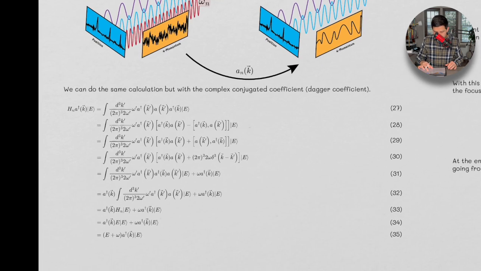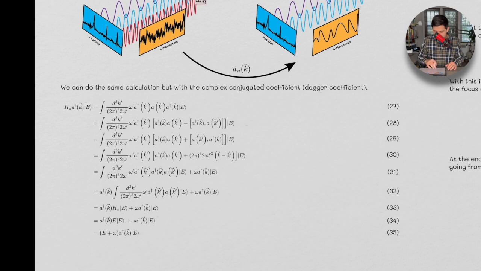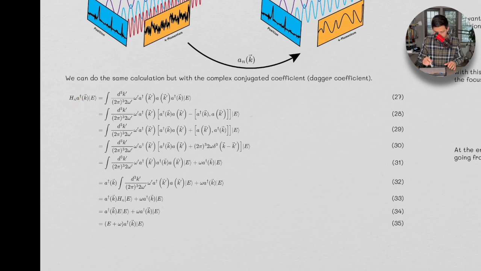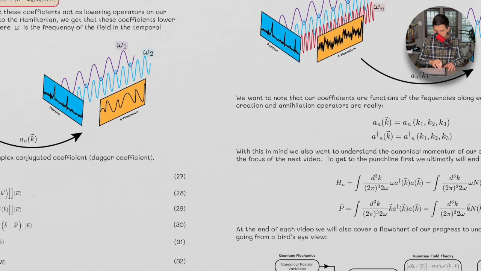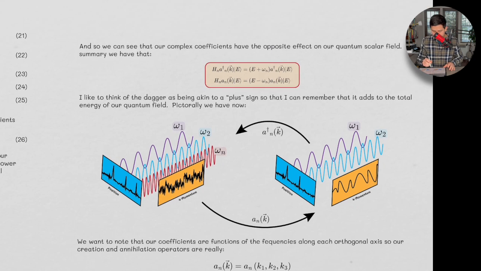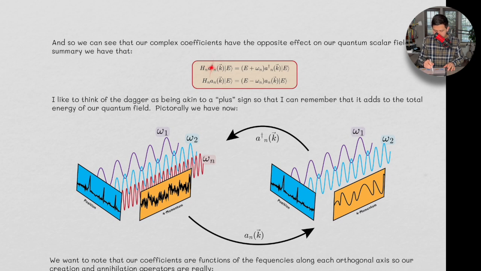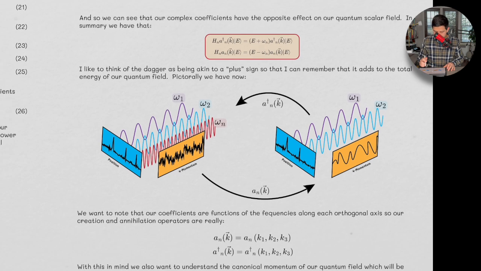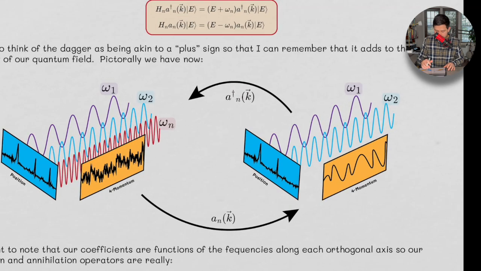So we can do the same calculation with the complex conjugated coefficient. So with a dagger, you could pause the video. You can go through all of this. I think a lot of this is pretty self-explanatory, but we end up getting the opposite effect for this guy here, which is E plus omega. So the total picture then is that dagger will add Wn and not dagger will subtract. Okay, so dagger is going to add that Wn, and then not dagger is going to subtract, which is why I really like the dagger notation, because the dagger looks like a plus sign.